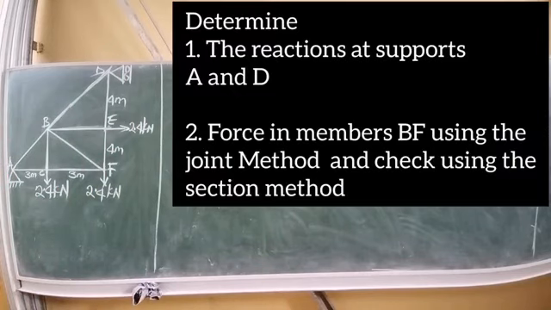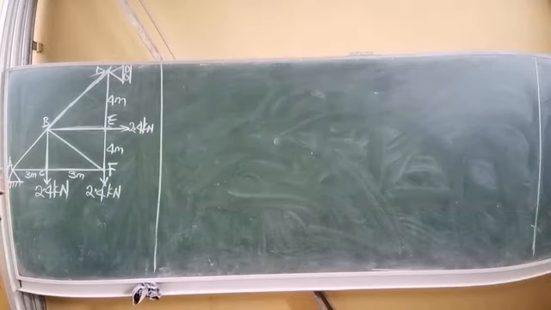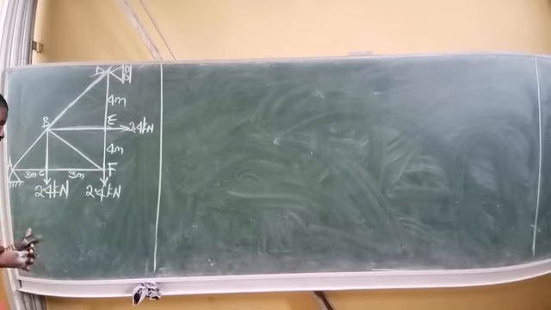So let's say we are given the truss system on the board as shown, and let us say we are asked to determine the reactions at support A and support D, and also find the force in member FB using the joint method, and also to cross-check using the section method. Okay, so all we need to do now is find the reactions at supports A and D, and also find the force in member BF using the joint method and the section method of truss analysis.